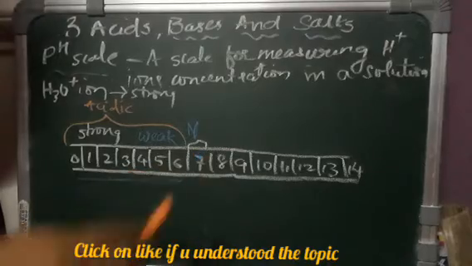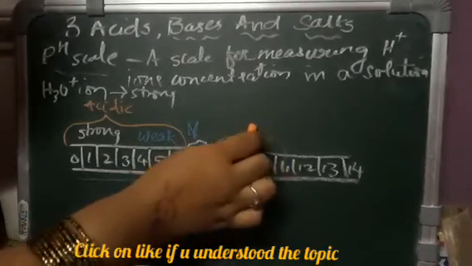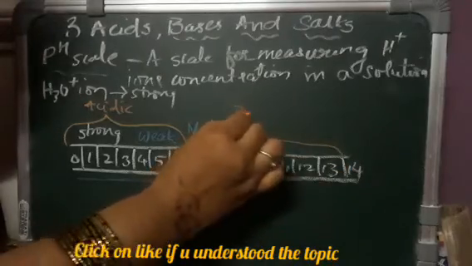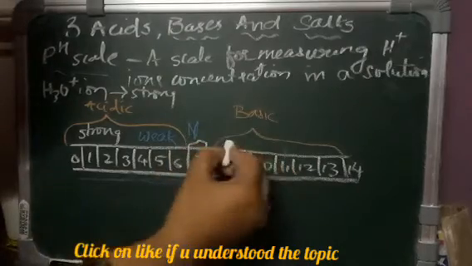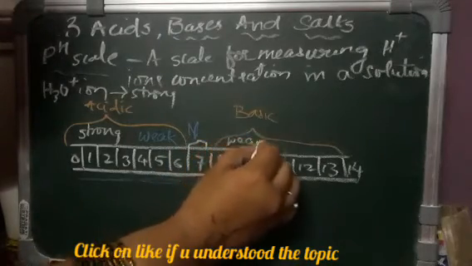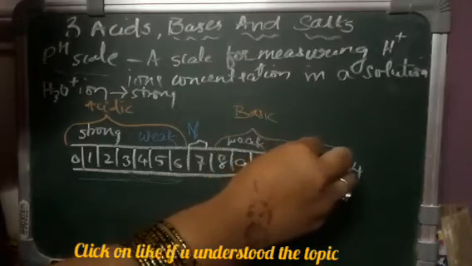Similarly, here also you can say like this, all these are considered as basic, isn't it? But these are weak and these are strong.